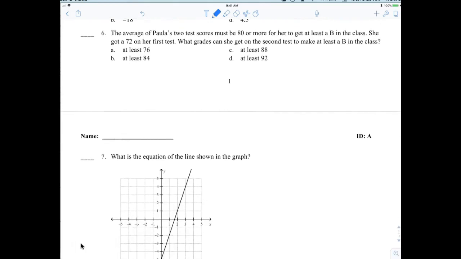Number 6, the average of Paul's 2 test scores must be 80 or more for her to get at least a B in the class. She got a 72 on her first test. What grade can she get on her second test to make at least a B? Well, if we're only talking about 2 tests, this one should be relatively easy. If she got 8 points below the average, she needs to be 8 points above the average. It's only 2 tests. So she needs to make at least an 88. Now again, that's a good question. Does anybody have any concerns about that?